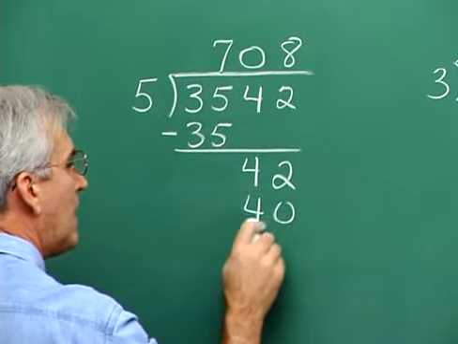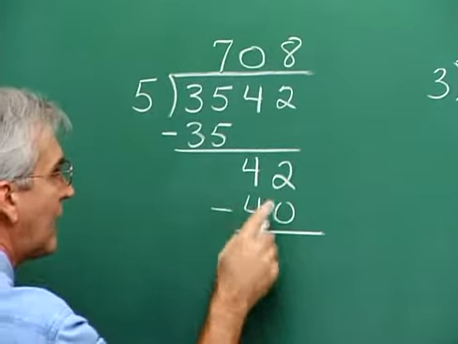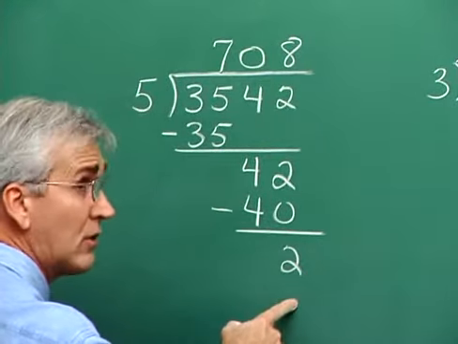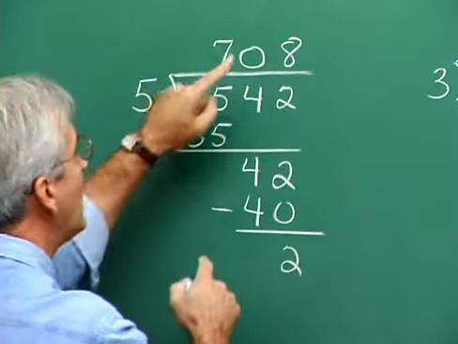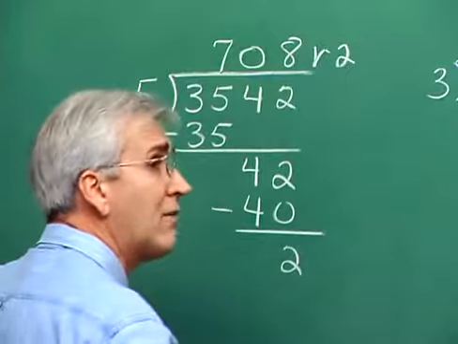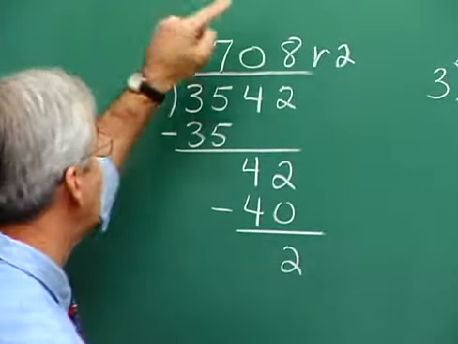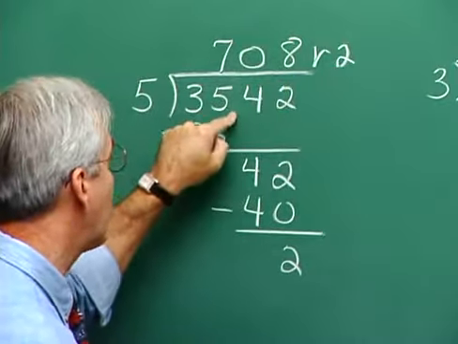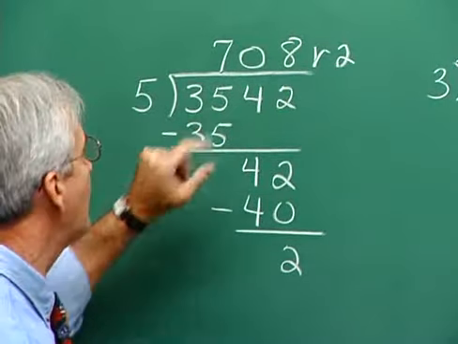And when we subtract, we have 2 minus 0 is 2. 4 minus 4 is 0. So our remainder is 2. So our answer is 708 with a remainder of 2. And we can verify the result by multiplying 708 times 5 and adding 2. And we should get 3,542. And we do in this case.